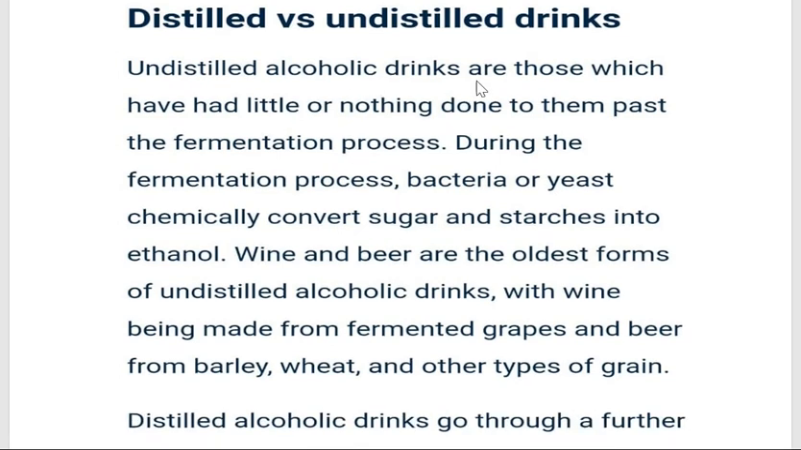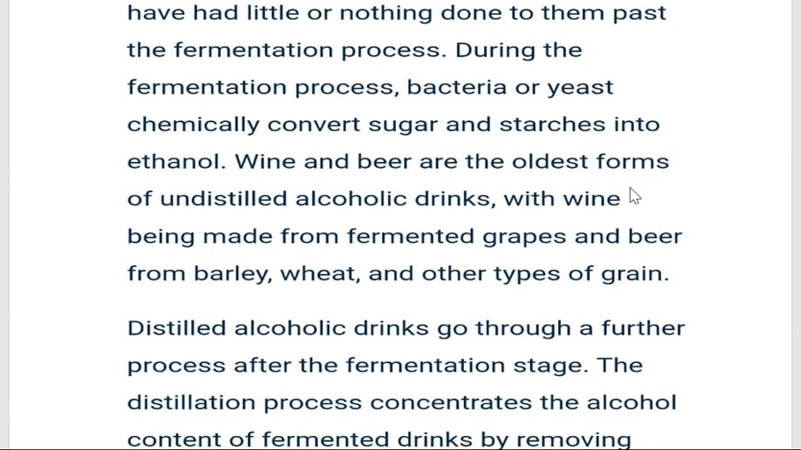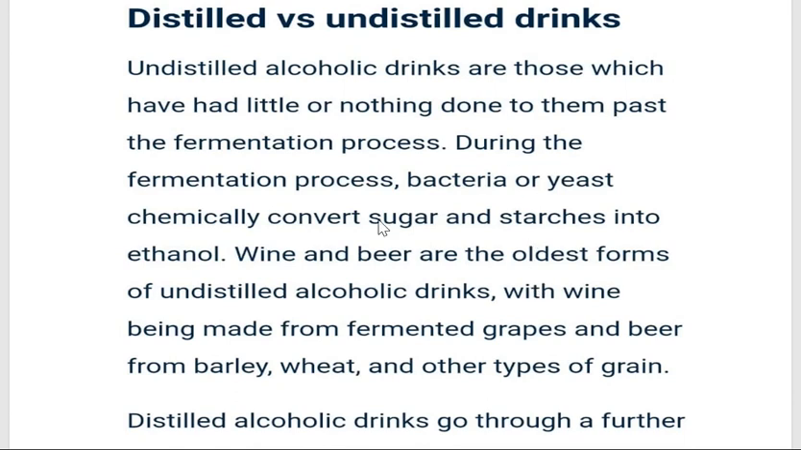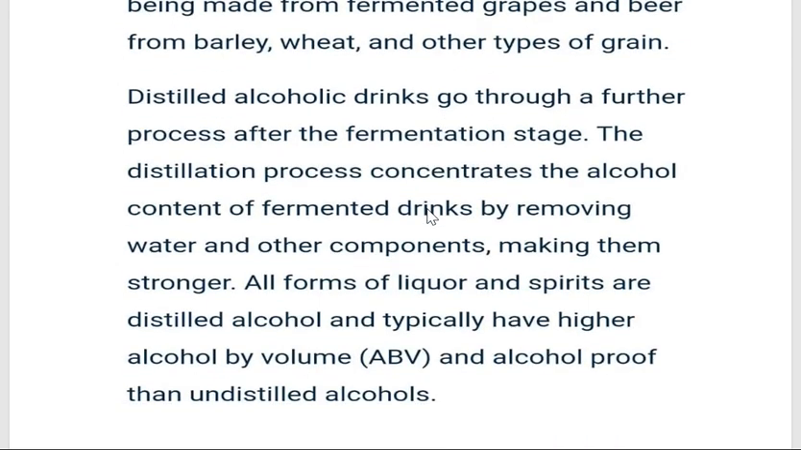Undistilled alcoholic drinks are those which have had little or nothing done to them past the fermentation process. During the fermentation process, bacteria or yeast chemically convert sugar and starches into ethanol. Wine and beer are the oldest forms of undistilled alcoholic drinks. These are the examples, with wine being made from fermented grapes and beer from barley, wheat and other types of grain. So this is about undistilled alcoholic drinks, and the examples you can put there are wine and beer.